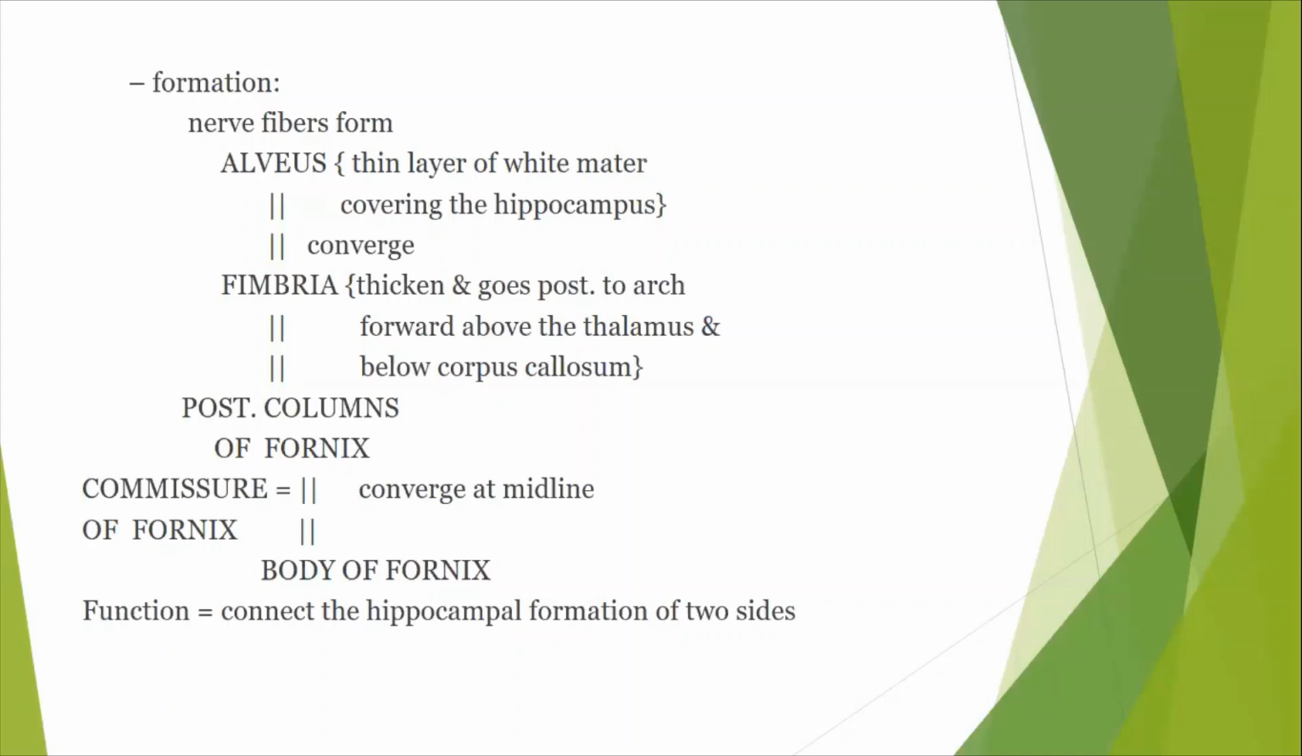Now, these posterior columns of fornix will converge at the midline together with the commissure of the fornix to form your body of the fornix. This will connect the hippocampal formation of the two sides.